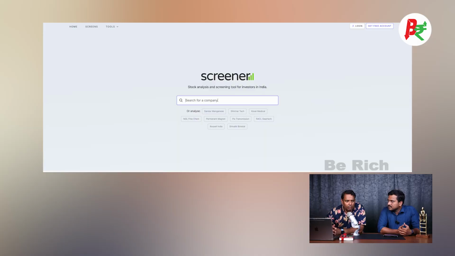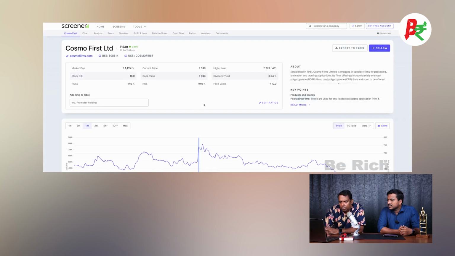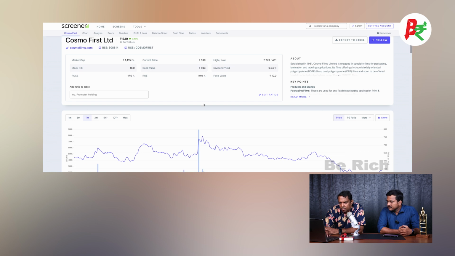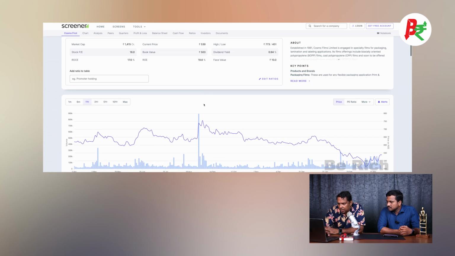I use screener.in. In screener.in, you put Cosmo First, and it tells you all about the company. It tells you the PE, market capitalization, the price history for the last 1 year, and you can see 10 years maximum. Then you can see the PE ratio over a period of time.